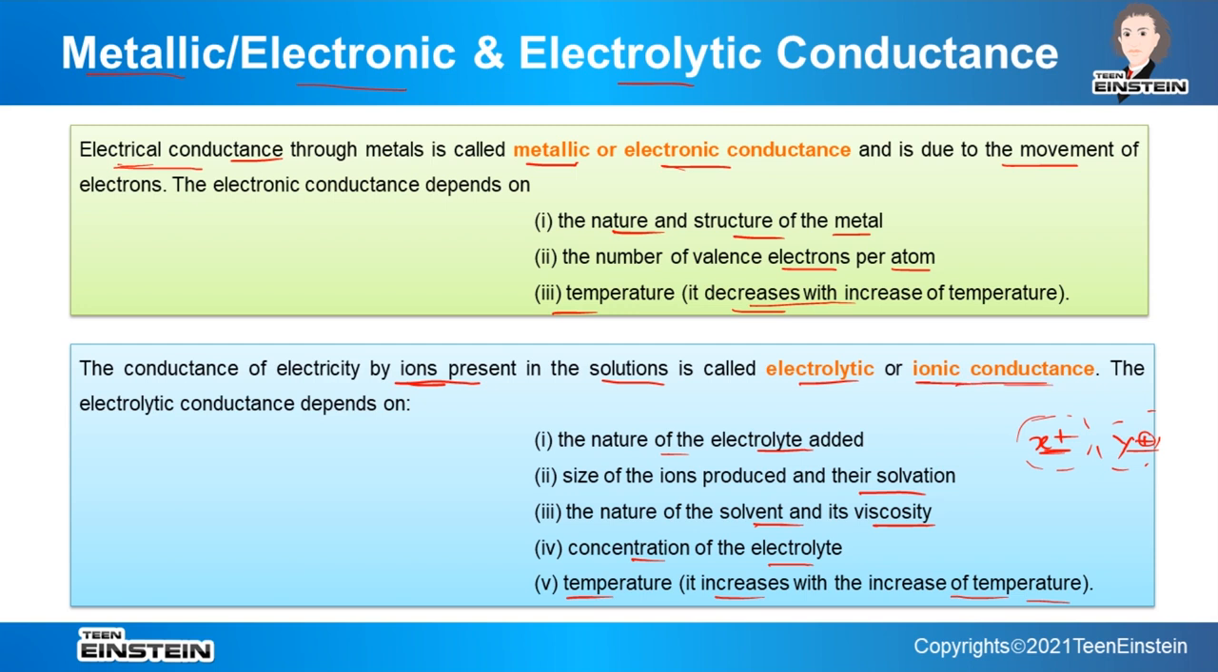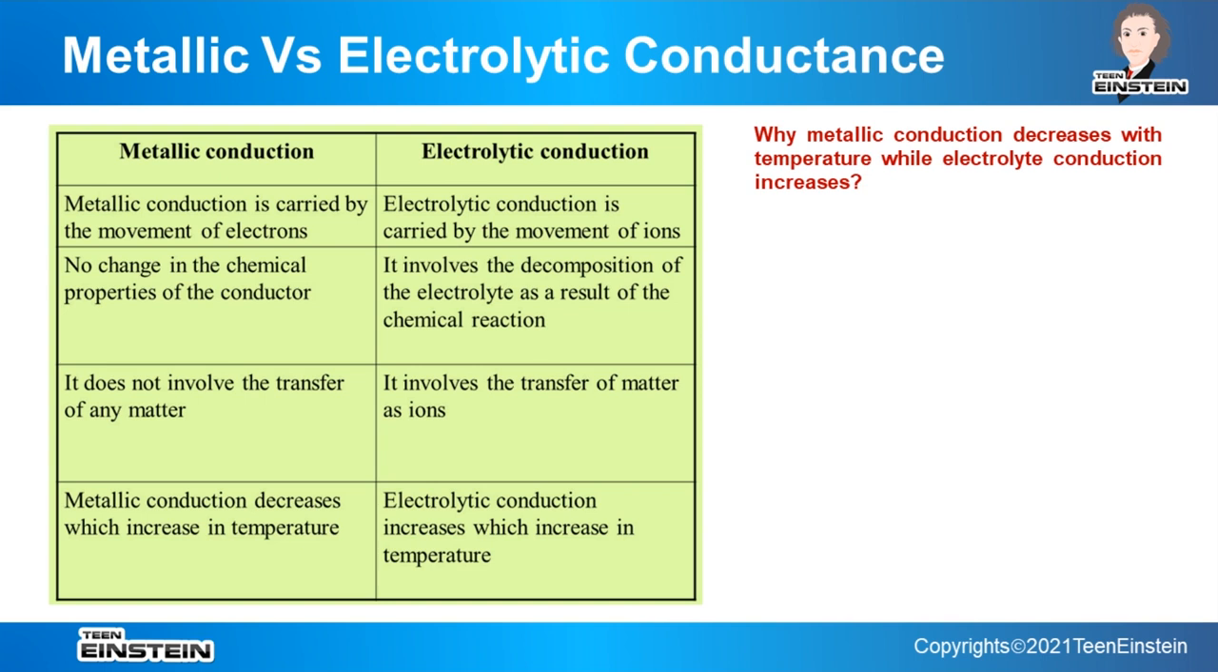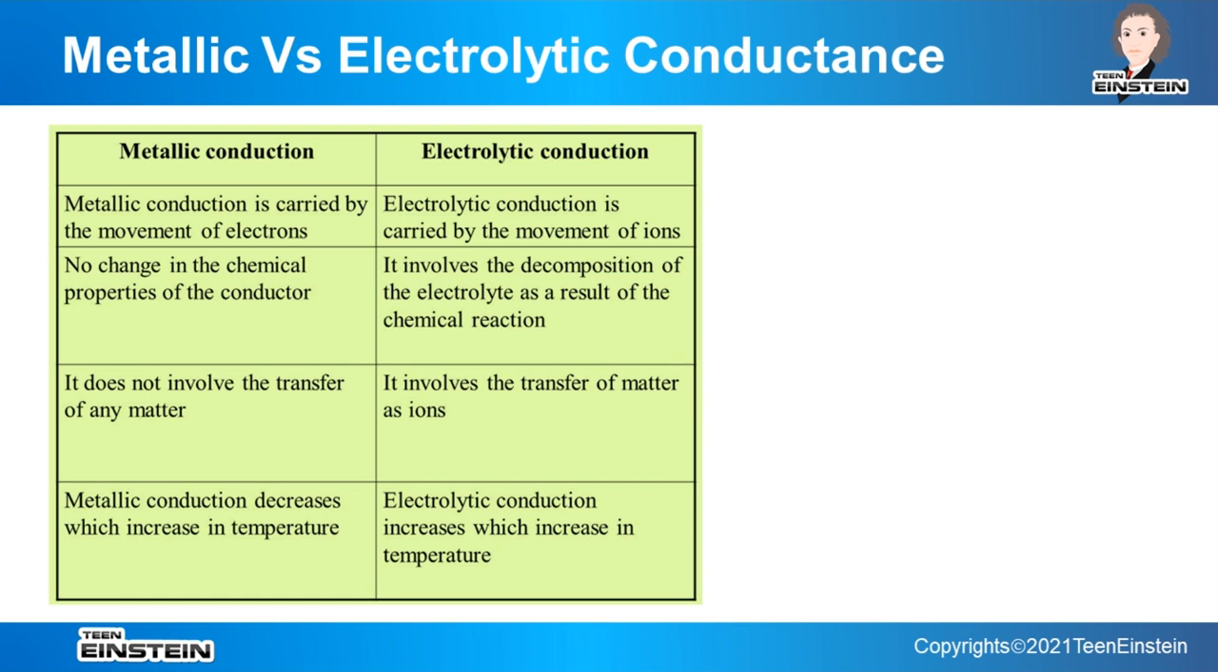Now what are the major differences between these two types of conduction? Metallic versus electrolytic conductance. In case of metallic conduction, obviously it is carried by the movement of electrons, but in case of electrolytic conductance, it is because of the movement of ions. That is the main difference. So that is why it is called electronic conductance, and electrolytic conductance is also called ionic conductance.